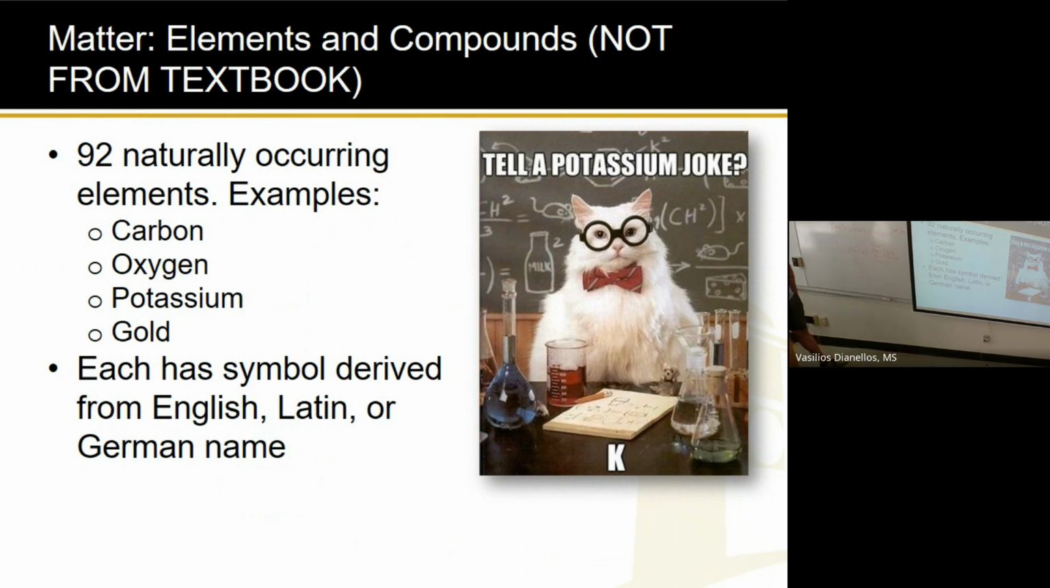Each symbol is derived from an English, Latin, or German name. That's yet another thing you don't need to know for the exam or this course. But in case you're wondering where they got the weird symbols, that's where they got them. Like the lead symbol is Pb. Now, that's nothing like lead, right? But that's because it's based off of its Latin name.